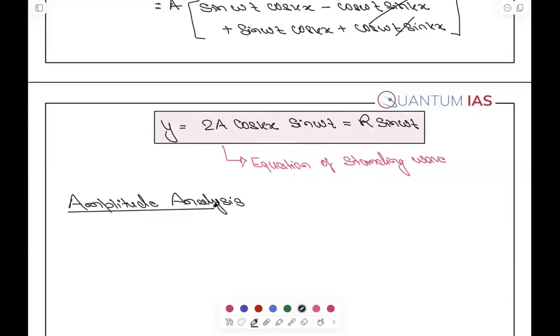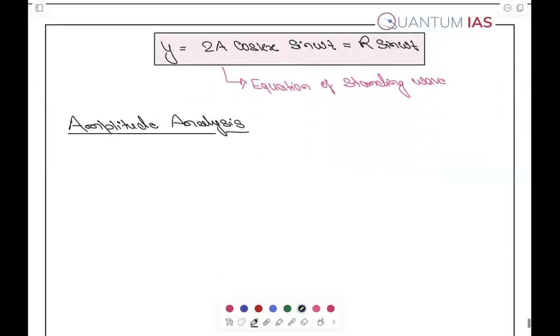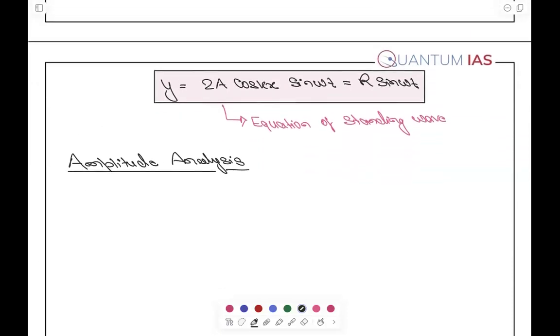So what is my amplitude here? I already told you that whatever the phase part is after sin omega t, that is my amplitude. That is R equals 2A cos kx. Now what can I write? Interpret this one, everyone.